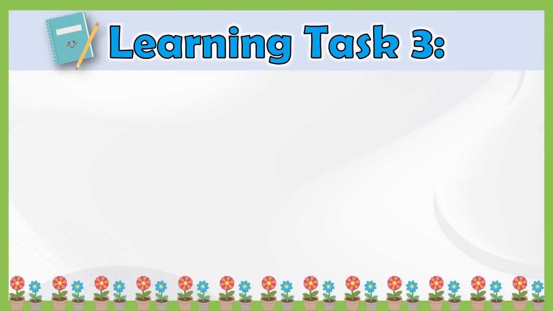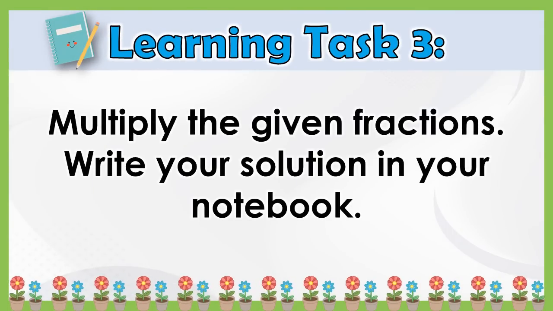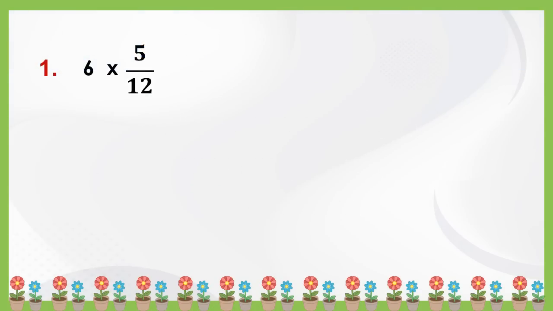For learning task 3, multiply the given fractions. Write your solution in your notebook. Number 1, 6 times 5 over 12. So whole number 6 is the same as 6 over 1. Then rewrite 5 over 12. 6 over 1 times 5 over 12. And then use the cancellation method.